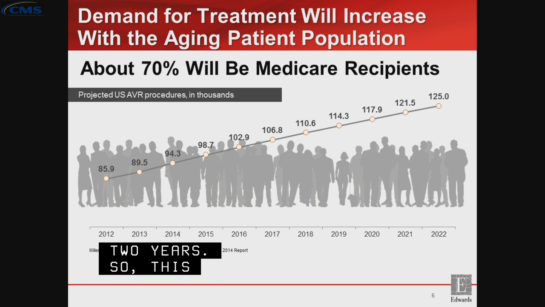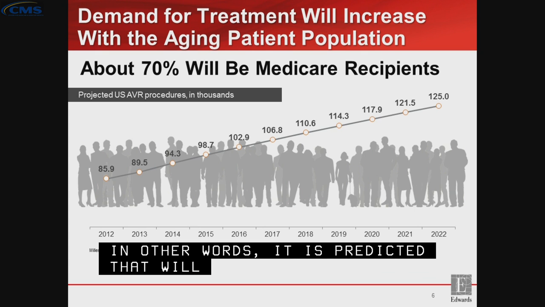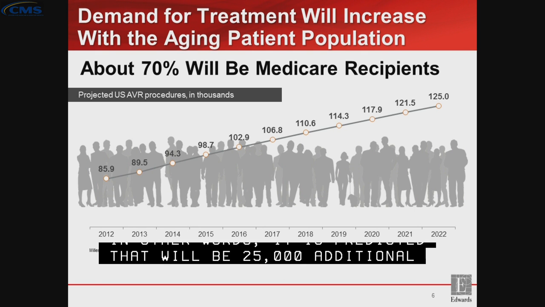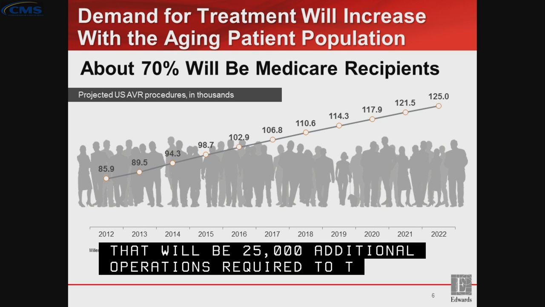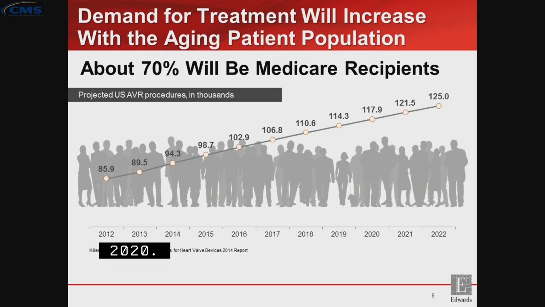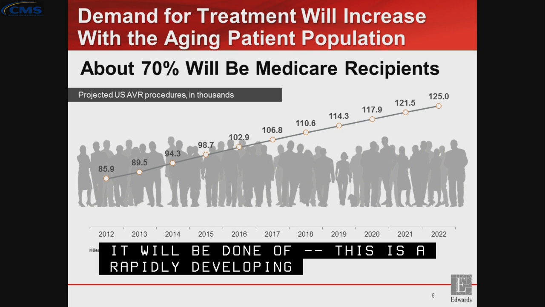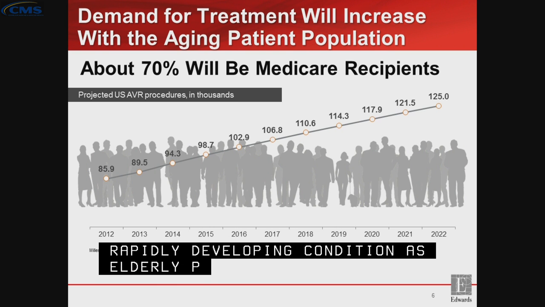And this is a growing condition. It's predicted that there will be 25,000 additional operations required to treat this condition in the USA by 2020. In other words, approximately 125,000 procedures will be done by 2020. This is a rapidly developing condition, as elderly patients' life expectancy is increasing, more and more this disease is seen to be prevalent.